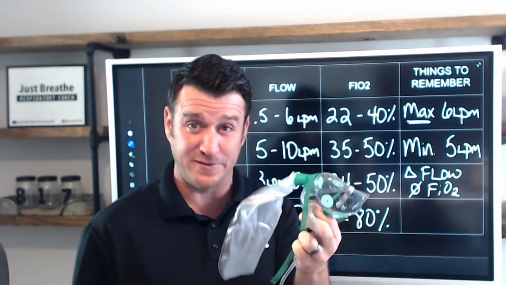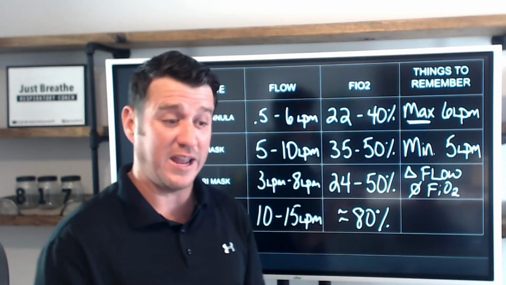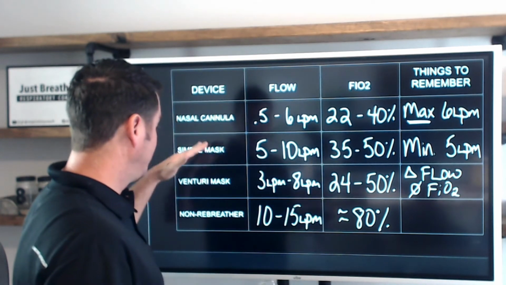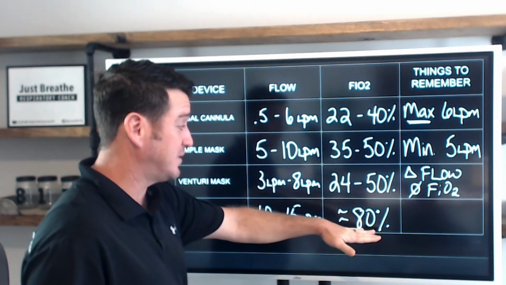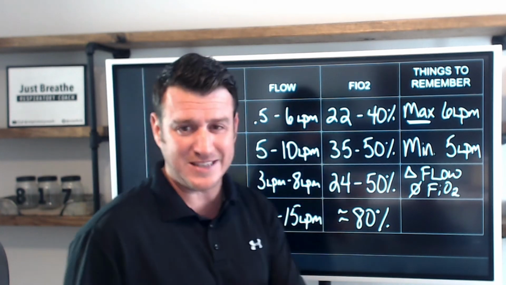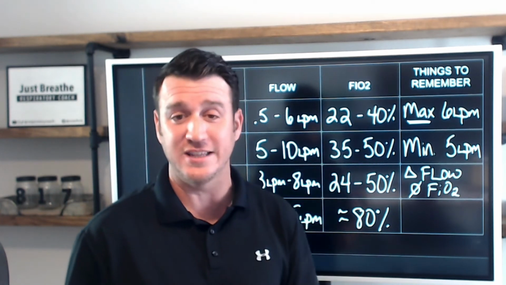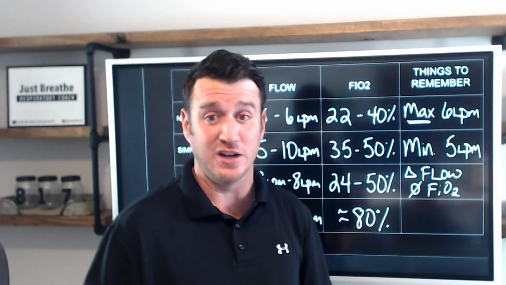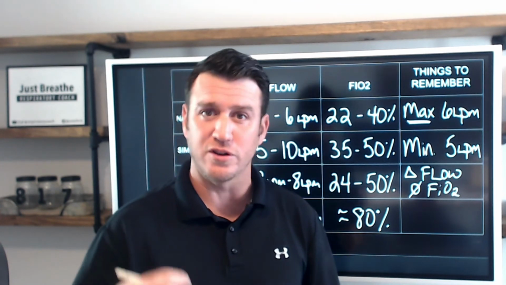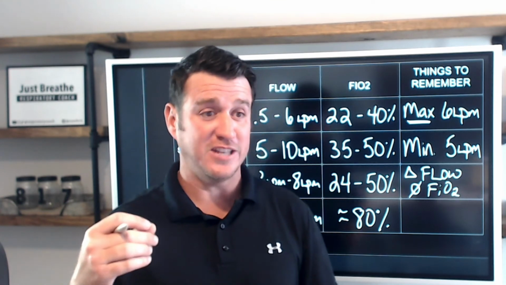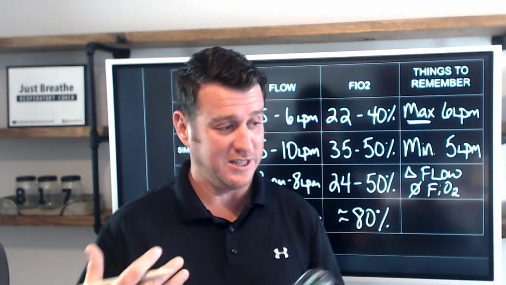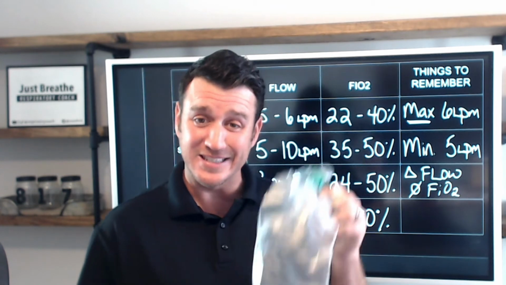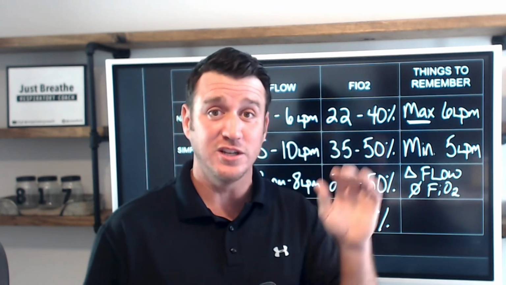So you can see that this device gives a much higher range than our nasal cannula, our simple mask, or our Venturi mask. It gives up to 80%. Again, we don't know exactly, but that's the approximation that will be delivered. If you ever come into your room and you have a patient that looks like they're in severe distress, or they're cyanotic, or you have a saturation of 80% and you can see an emergency situation on your hands, this is the device that you want to initially go to.